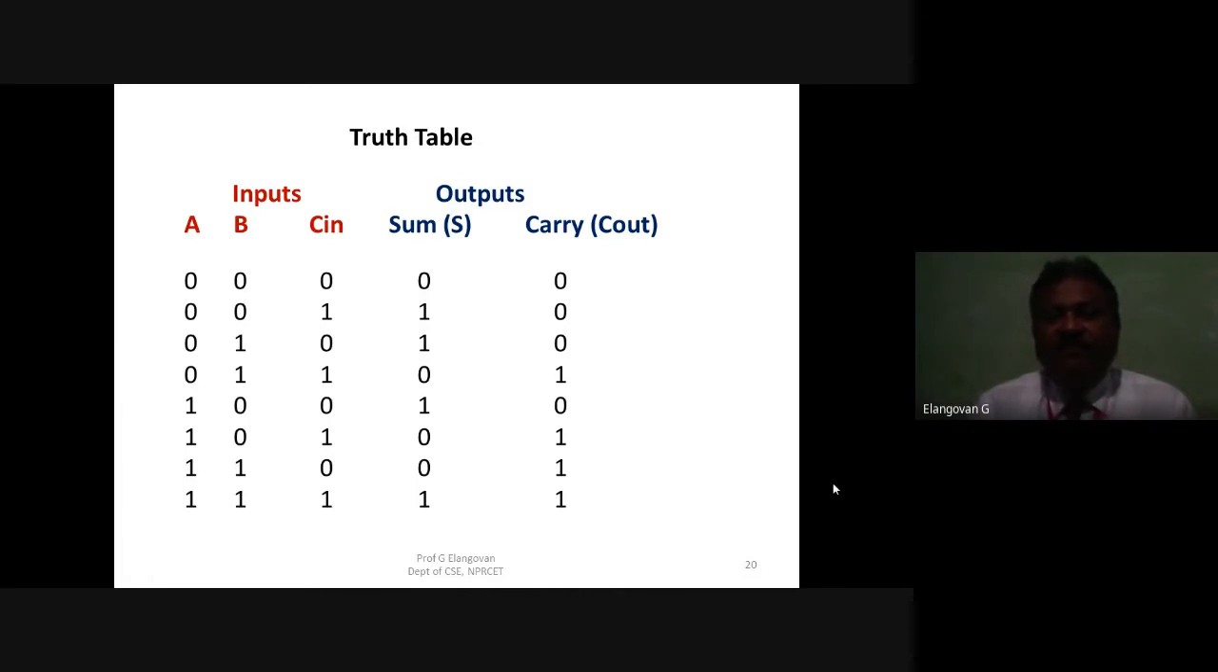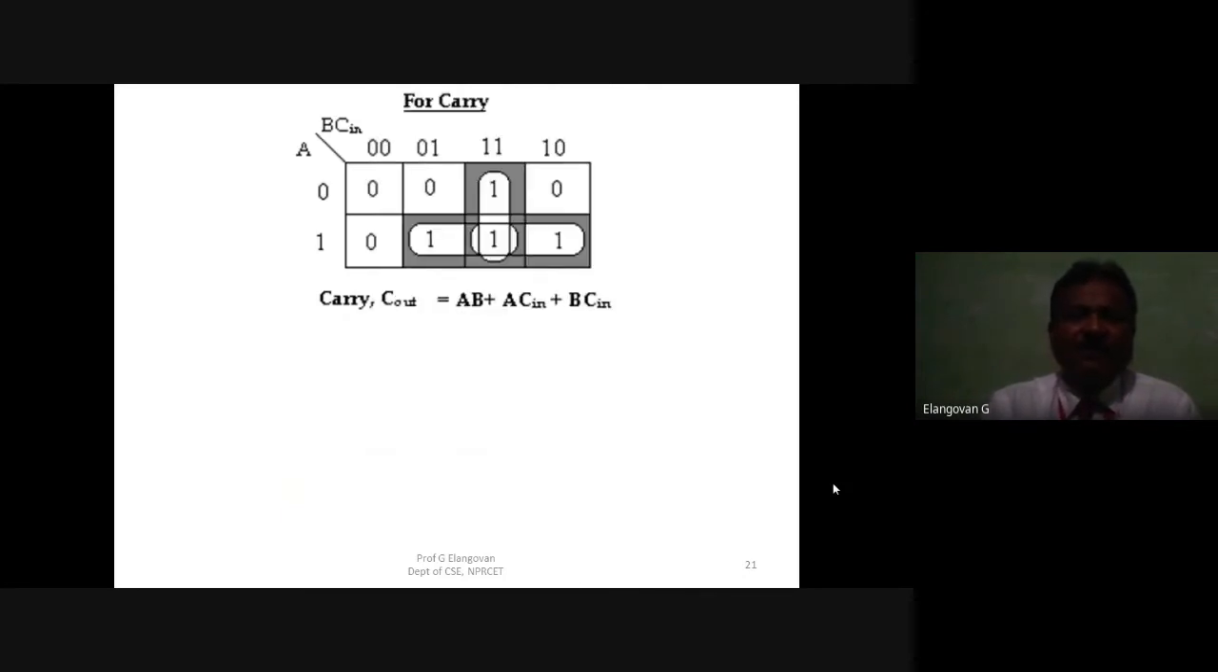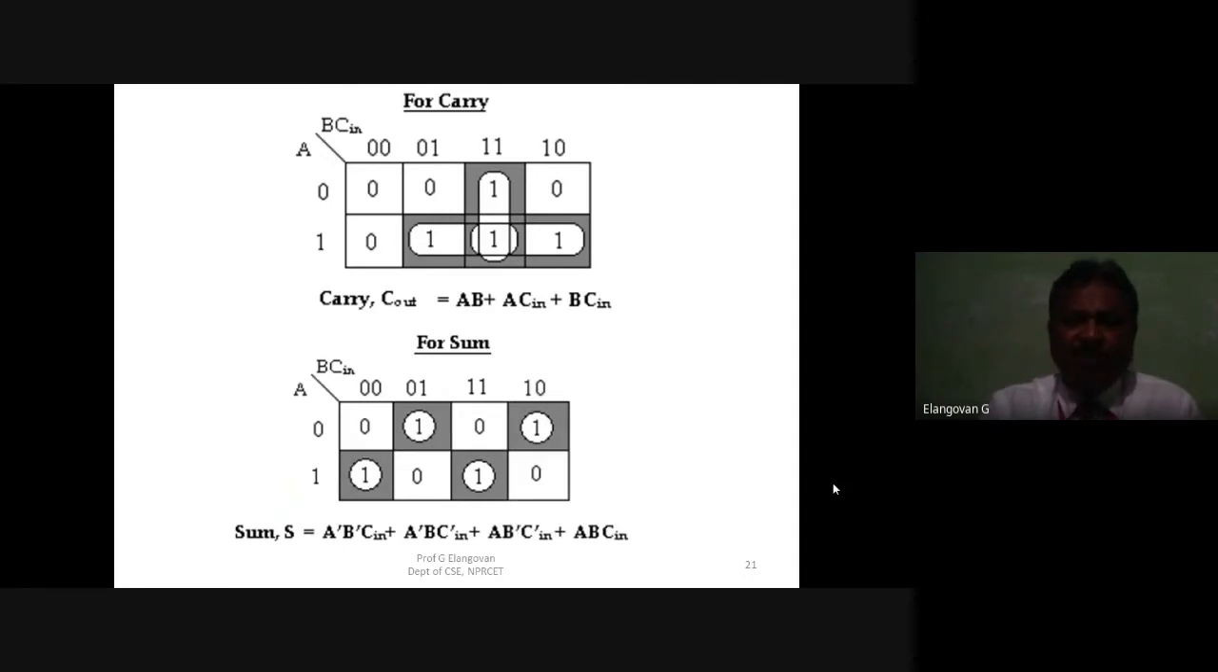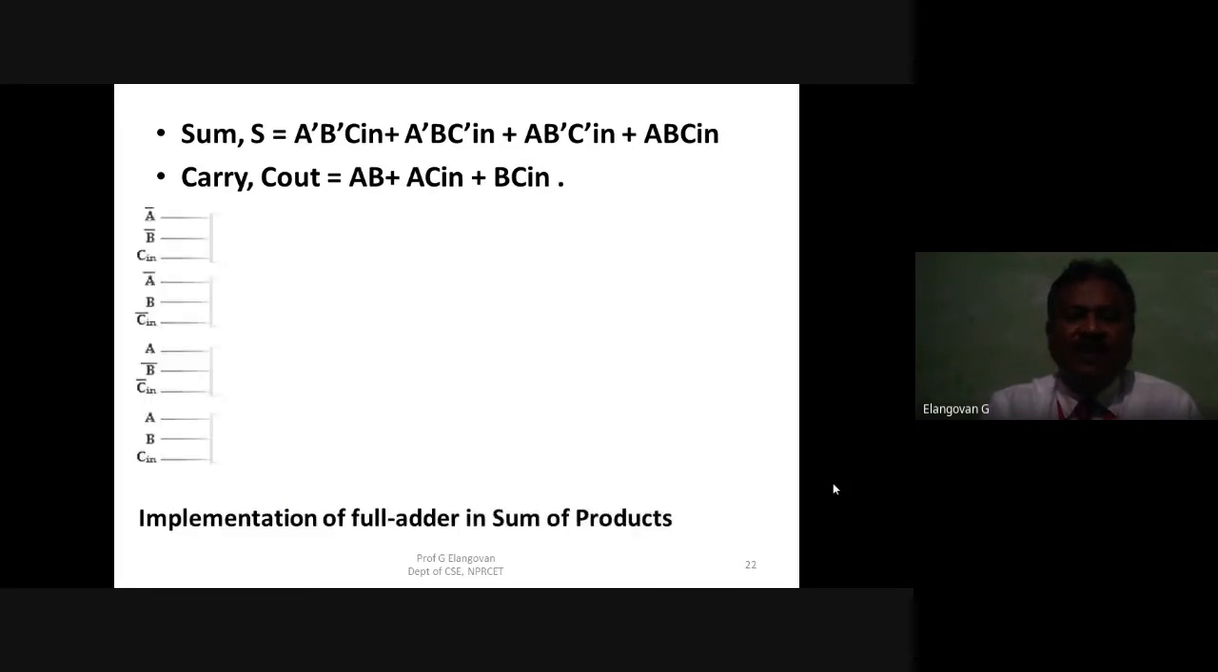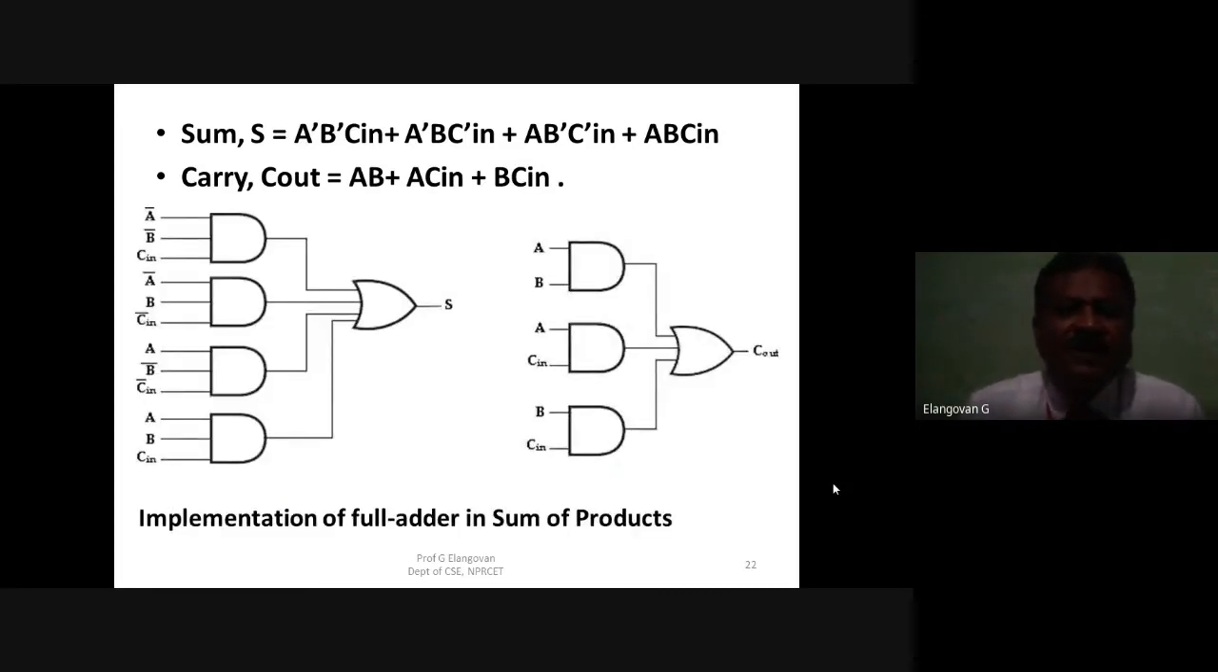Now get the expressions for sum and carry with the help of K-map. So we will get carry output as AB plus ACin plus BCin, and the sum output is like this. The sum output will be like this and the carry output will be like this. Now it looks like a bigger circuit. We already said that the full adder and half adder are basic building blocks for a number of logical circuits while implementing the hardware.